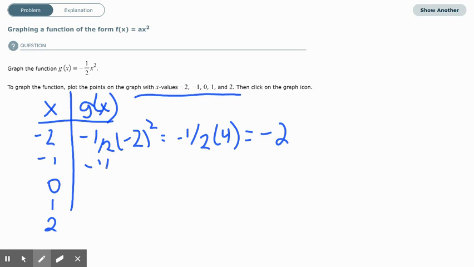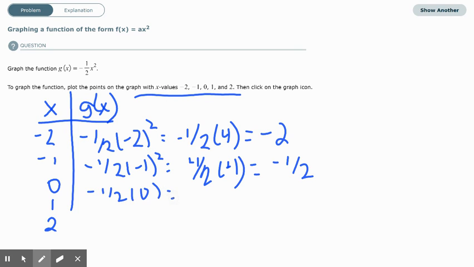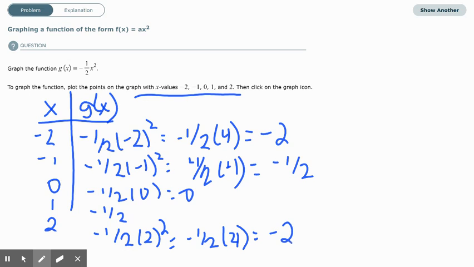So negative a half of 4 gives us -2. We keep going, negative a half, -1 squared. That'll be +1. So now we have negative a half for an answer. Plug in 0, and we're going to take negative a half times 0. So 0. And negative a half times 1 squared, negative a half. Negative a half times 2 squared, which is 4, goes back to being -2.